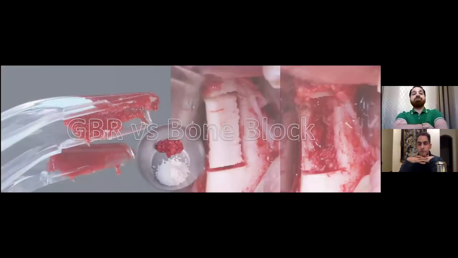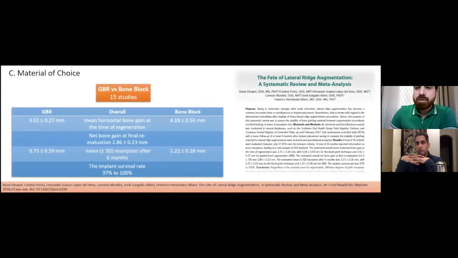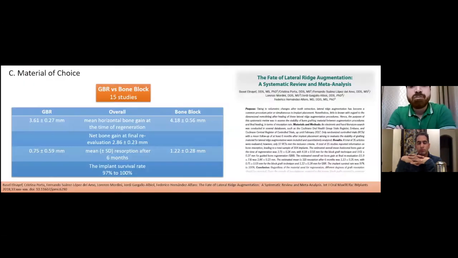Another thing, let's talk a little bit about GBR versus bone blocks. Actually, I'm talking about the bone block technique. In one of the systematic reviews, on the fate of lateral ridge augmentation, it showed that the amount of bone you're getting via bone blocks is not more than with GBR. It's a little bit more, like 1 millimeter. That's it. So GBR is a suitable treatment for our daily practice.